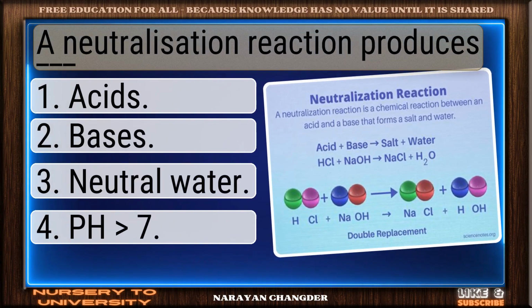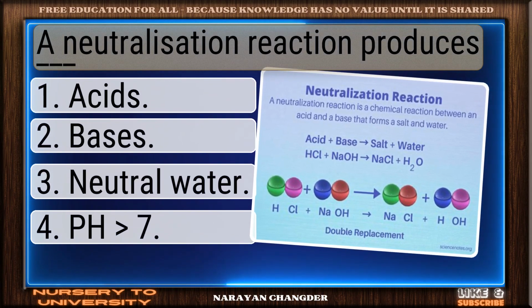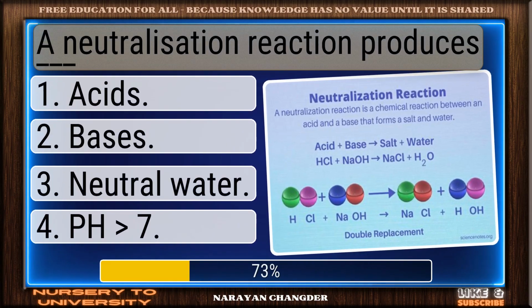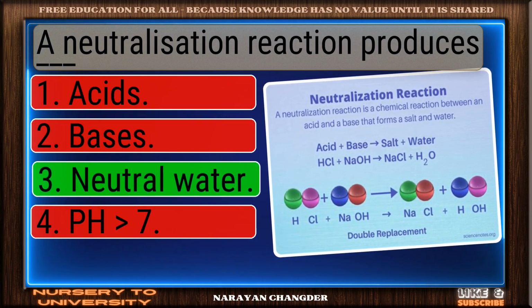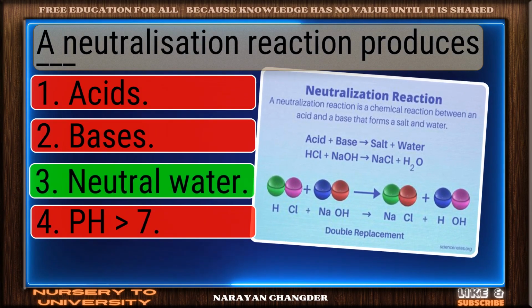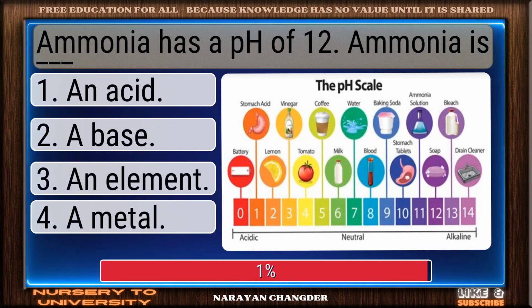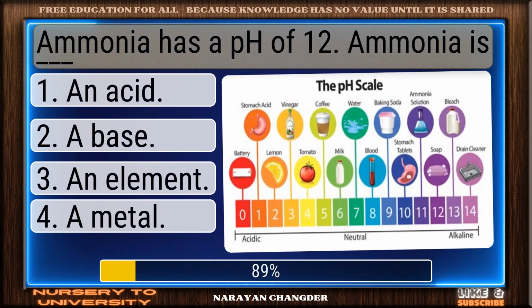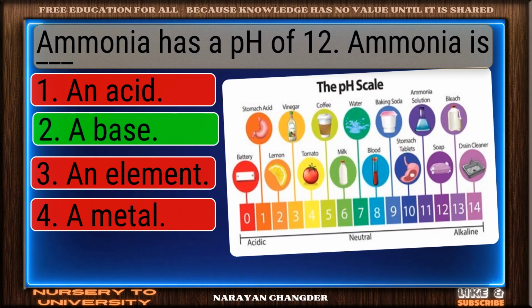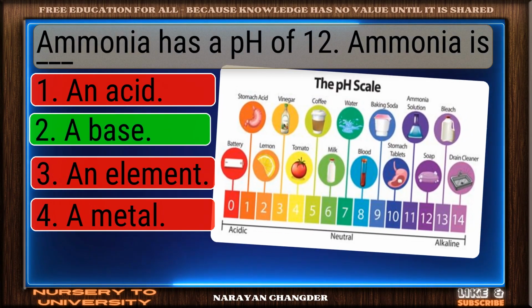Question number 35. A neutralization reaction produces dash. Nice work. You chose neutral water, and it is correct. Question number 36. Ammonia has a pH of 12. Ammonia is dash. Sharp thinking. A base is the right choice.